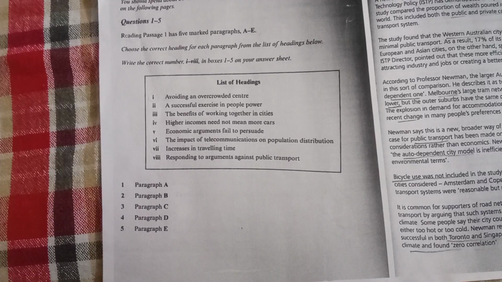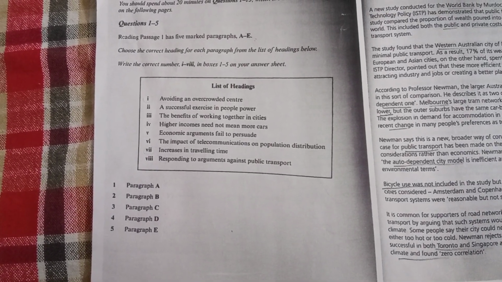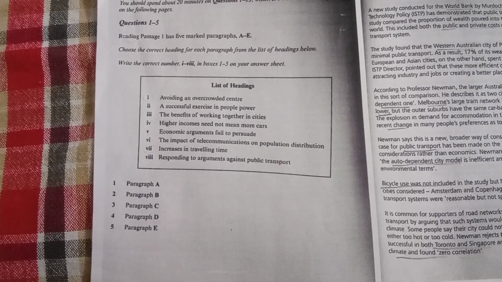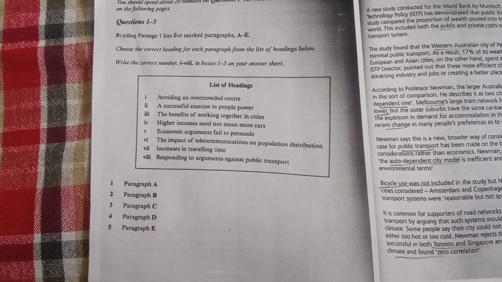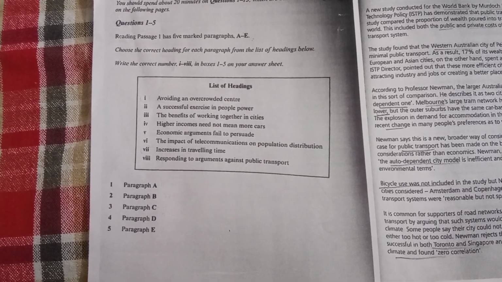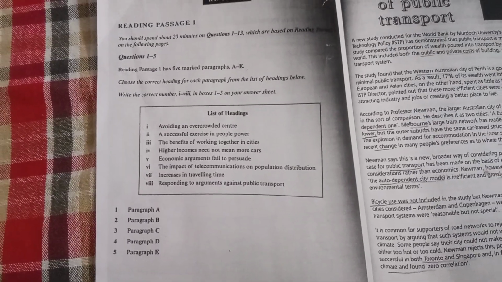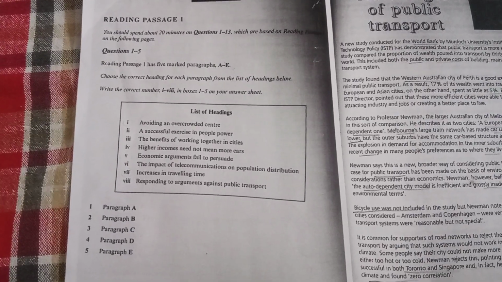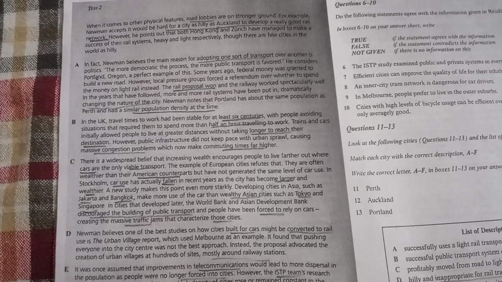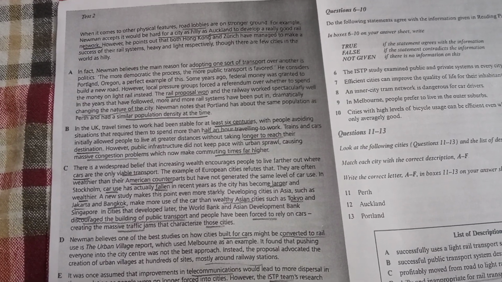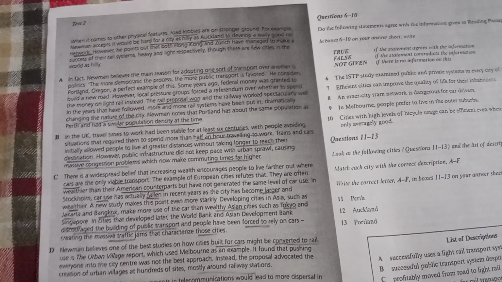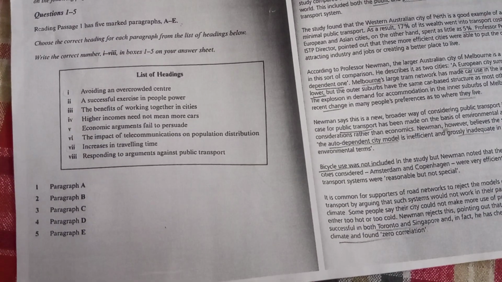So we have to match the answers. What is given in the paragraph A. So here avoiding an overcrowded center won't be coming. A successful exercise in people power, it may be the one we'll choose. And the benefits of working together, higher incomes do not mean more cars, economic arguments. So I guess a successful exercise in people power will be the answer for paragraph A, because they repeatedly said that federal money was granted to build a new road. Local pressure groups forced a referendum over that. So we can take it as the second option, that is a successful exercise in people power.